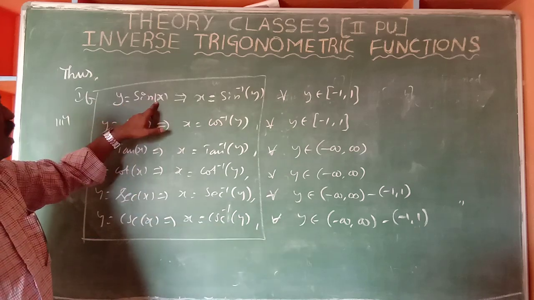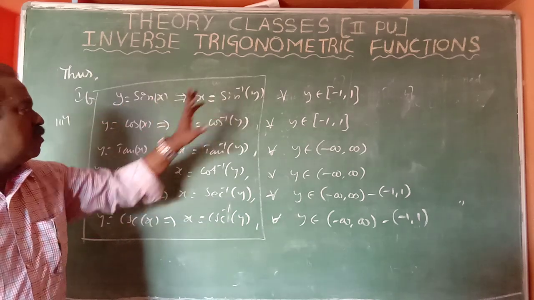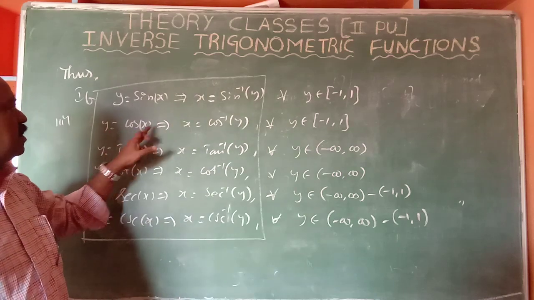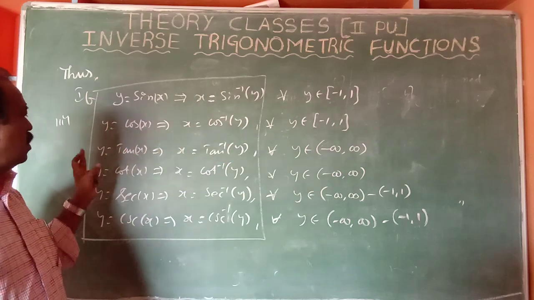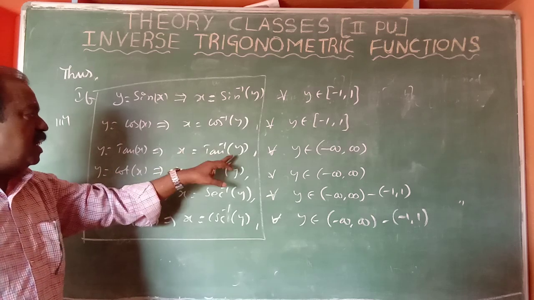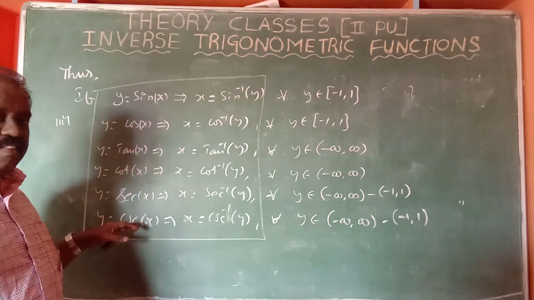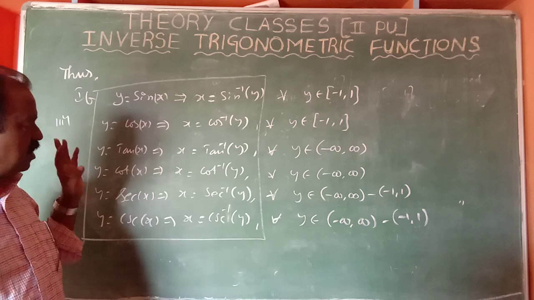Y is equal to sin x, then x is equal to sin inverse y. Y is equal to cos x, x is equal to cos inverse y. Y is equal to tan x, x is equal to tan inverse y. Similarly, the remaining three ratios.